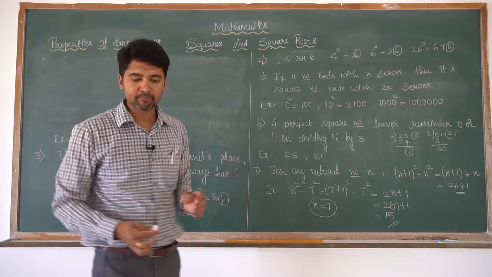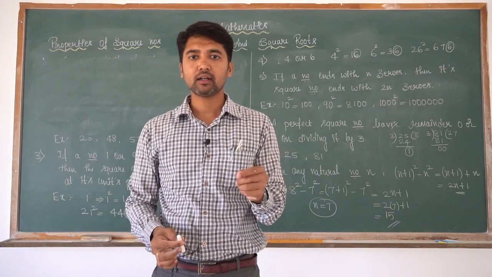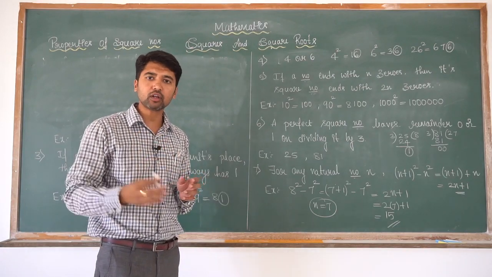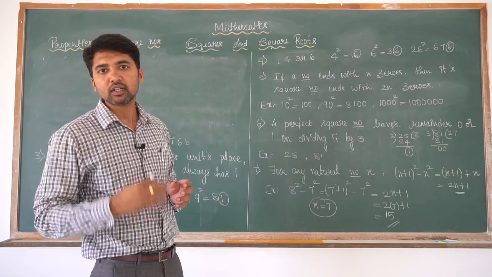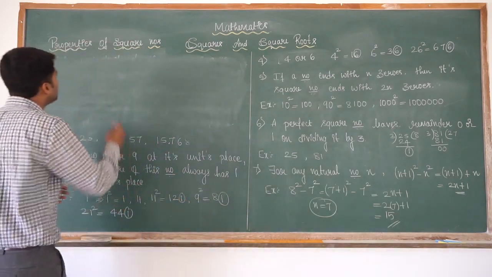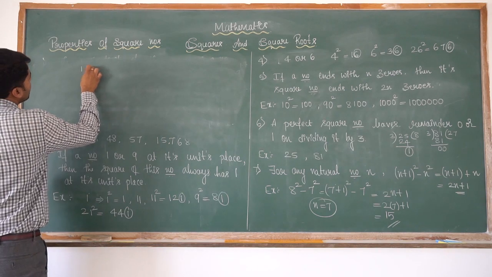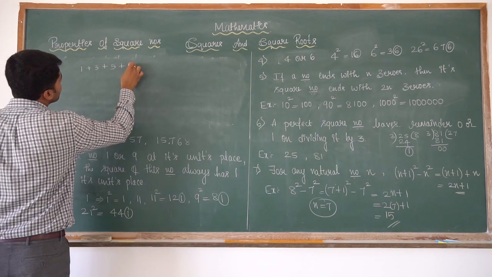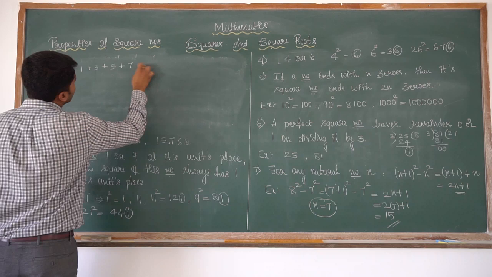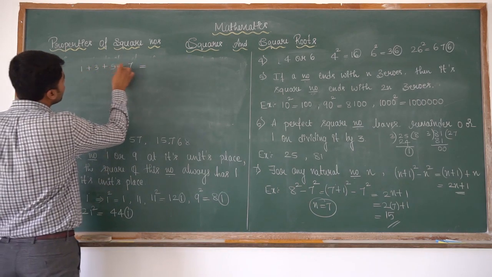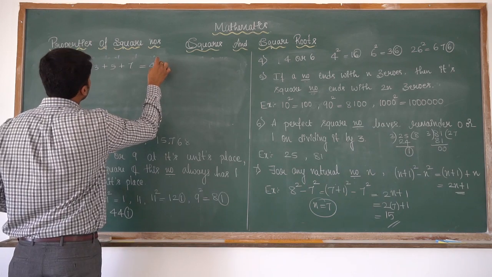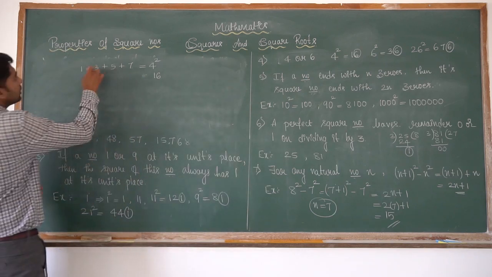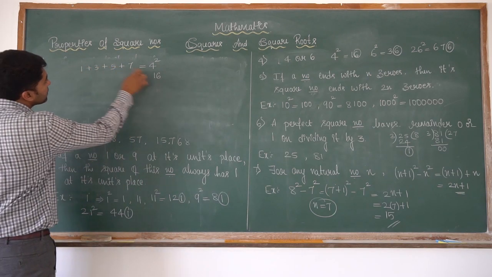Suppose you take the first n odd numbers, the sum of the first n odd numbers will be n square only. Let me tell you. 1 plus 3 plus 5 plus 7. What is the value? 1, 2, 3, 4 numbers, so 4 square, that will be equal to 16. Let me check. 1 plus 3 is 4, 4 plus 5 is 9, 9 plus 7 is 16.